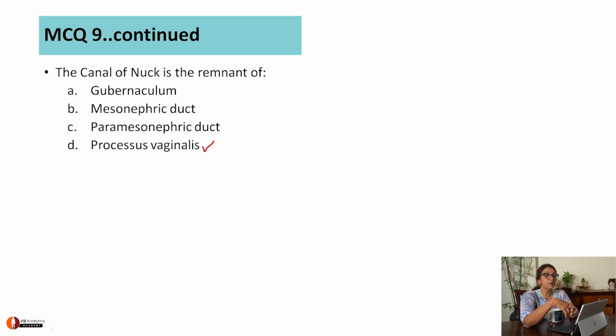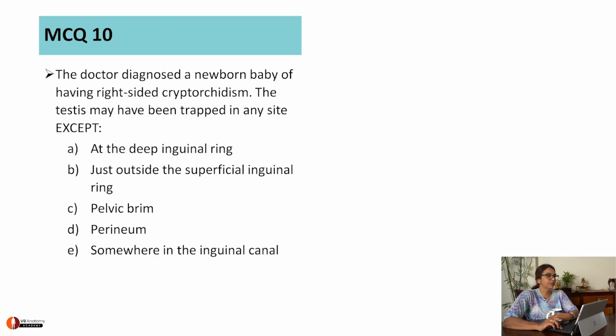Is it a remnant of gubernaculum? No. Who is a remnant of gubernaculum? Round ligament of uterus and round ligament of ovary. Is it a remnant of mesonephric duct? No. Is it a remnant of paramesonephric duct? No. It's a remnant of processus vaginalis. D is the correct option.